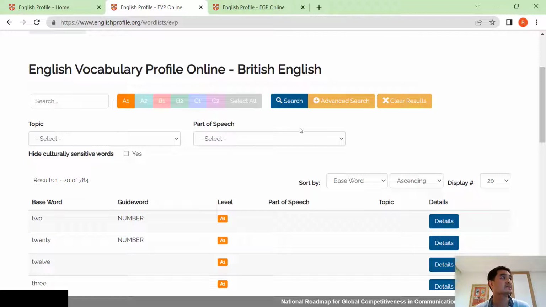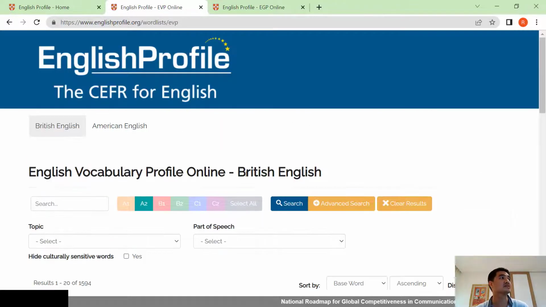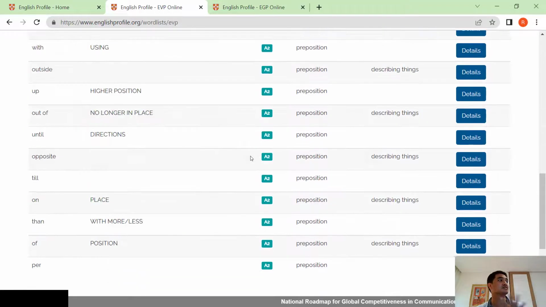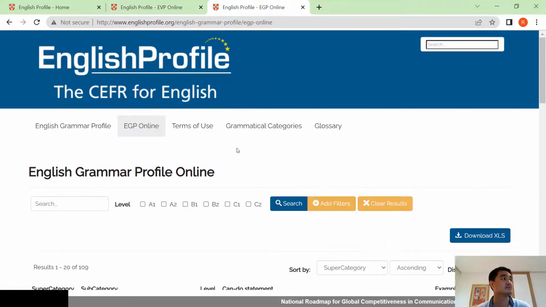And so if I press A2, I can search, and you can even click, okay, what sorts of prepositions should they know, and click search, and it's actually going to tell you these are the prepositions that somebody in A2 should know. If you're CEFR A2, you should know all of these things.